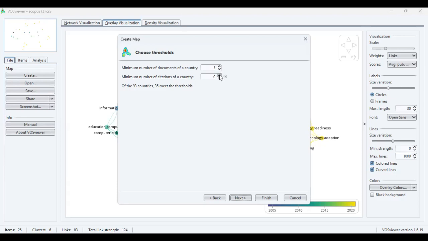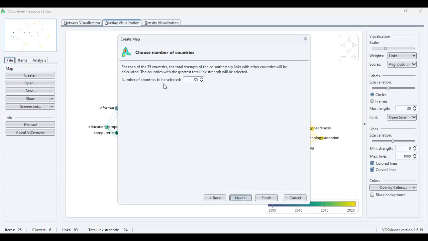We also want to limit. Maybe some have been co-authored, but they've got no citations, so we might not need them. We might say maybe 1 citation, or 2, or 3, or 4, something like that. So let's leave it at maybe start with no citations. Then we click enter. Number of countries to be selected.